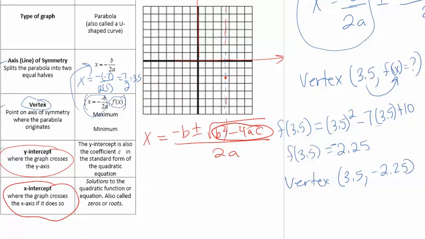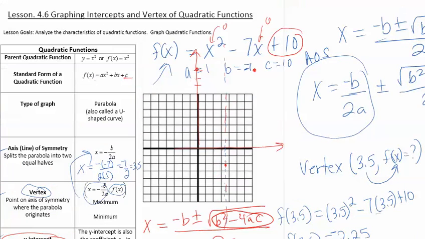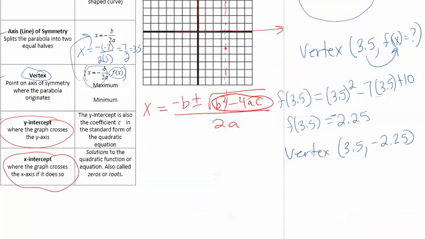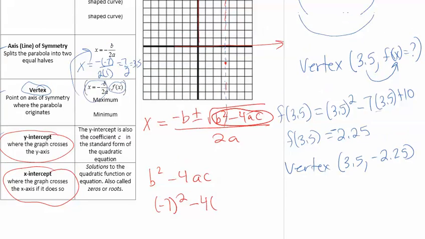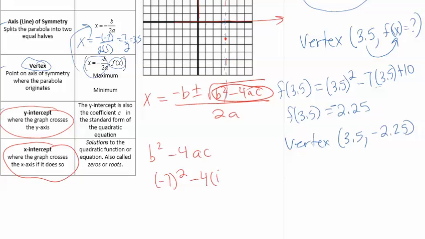So let's use our same coefficients that we got up here. A equals 1, b equals negative 7, and c equals 10. Okay, so let's do b squared minus 4ac. In that case, b was negative 7 squared minus 4, and a in this case was 1, and c was 10. Okay, so this gives me 49 minus 40, which gives me 9, and 9 is greater than 0.